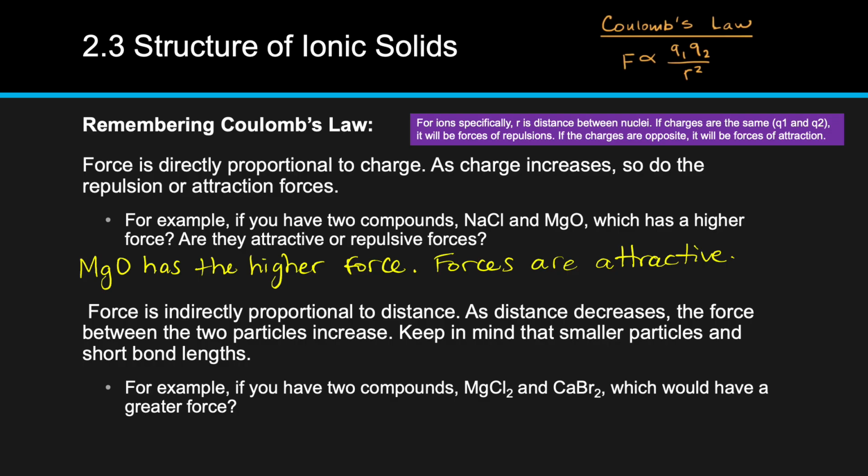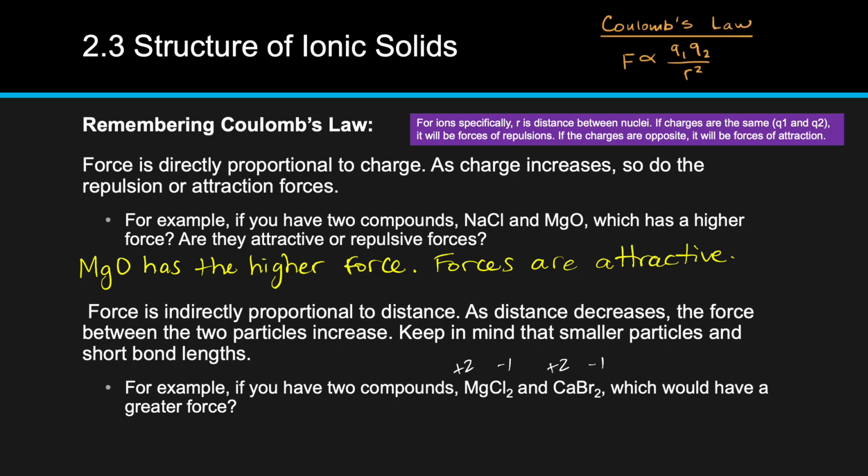So if we're looking at two compounds, magnesium chloride and calcium bromide, which would have a greater force? So first, looking at the charges, we know magnesium is a +2, calcium is also a +2, and each one of these chlorines is a -1, and each one of these bromines is a -1. So the charges are the same in both, so we need to look at the distance between the ions.